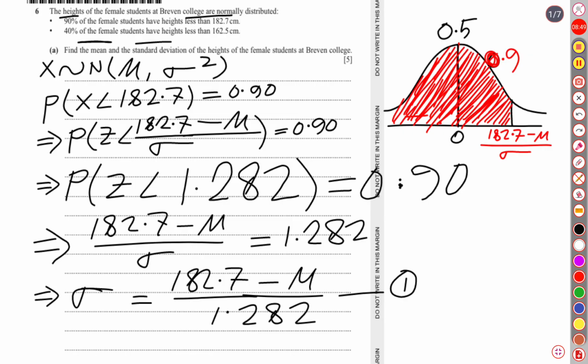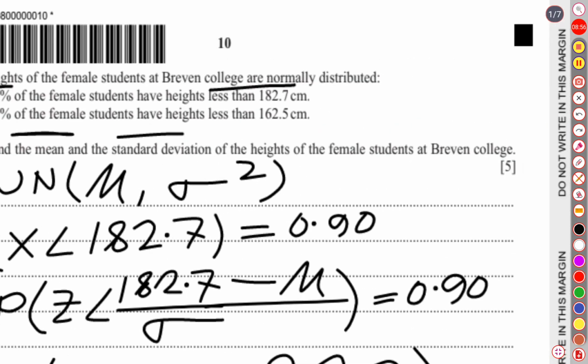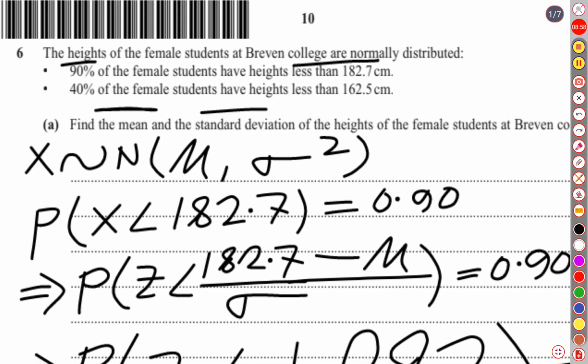Well, what is the next scenario? Next scenario says, look at this. After zooming it out, the second probability is given. Look, 40% of the female students have height less than 162.5. So one more equation can be formed.